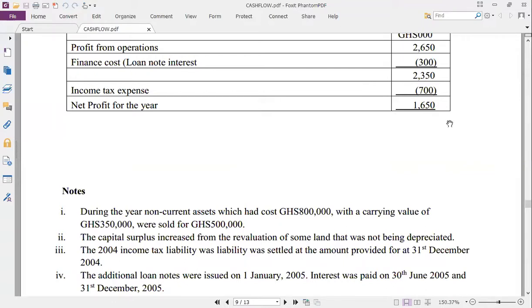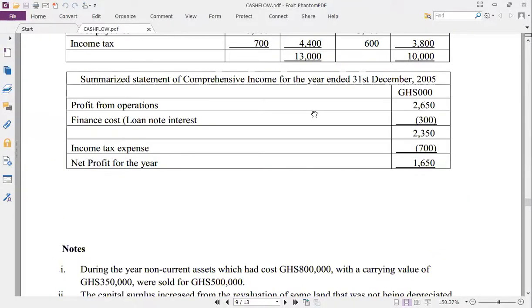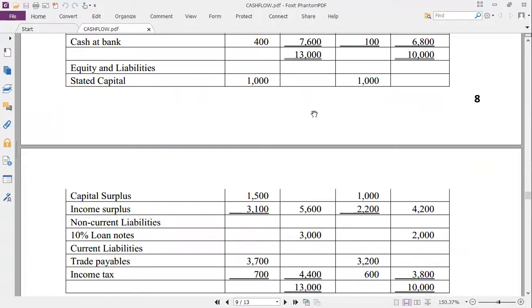So when you add, what do you get? 3,850. Good, 3,850. Then you take off dividend. What's the dividend? Dividend is 750. So 3,850 minus dividend of 750. What do you get? Good, 3,100. So it confirmed the closing balance. When you confirm like that, then you are free to move on.